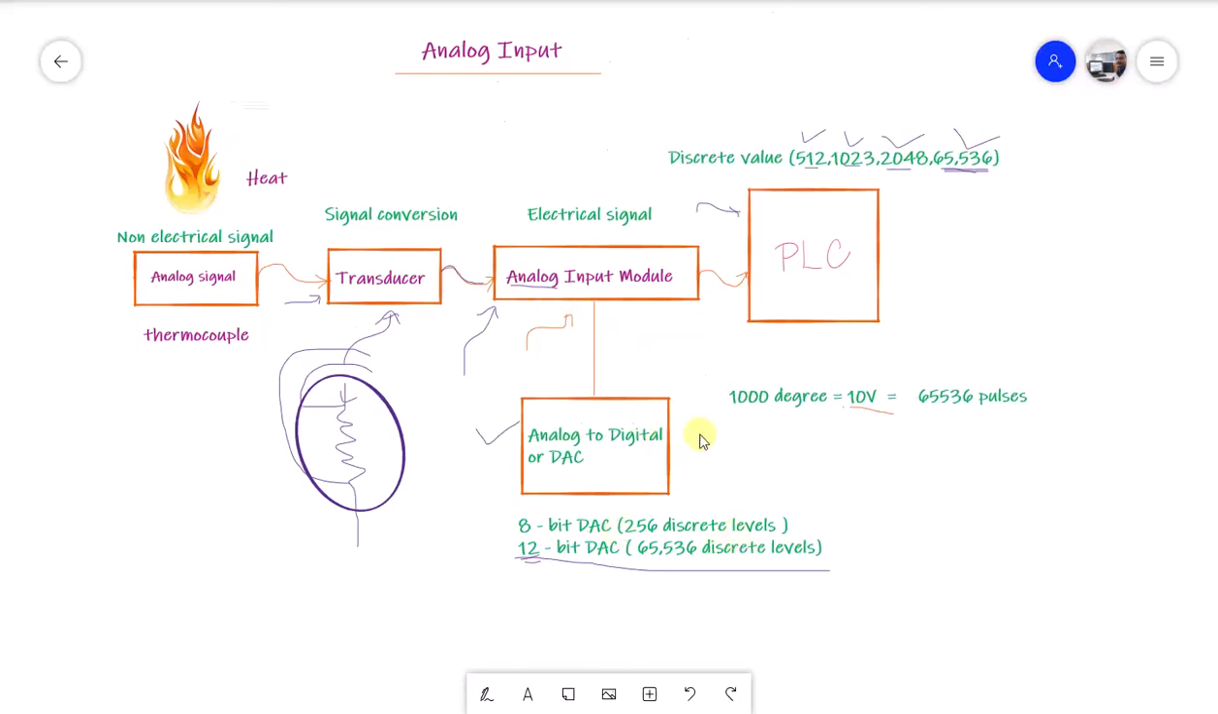Like this, analog values can be read with the help of all these analog devices and converters, with the help of DAC. Okay, in the next section we will see about the analog output module.